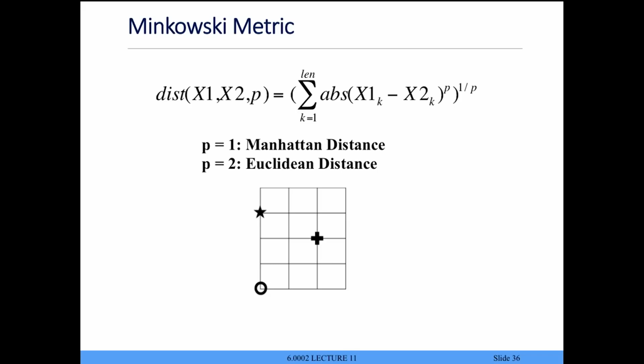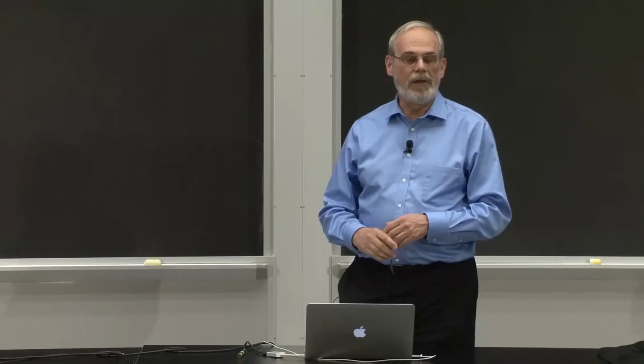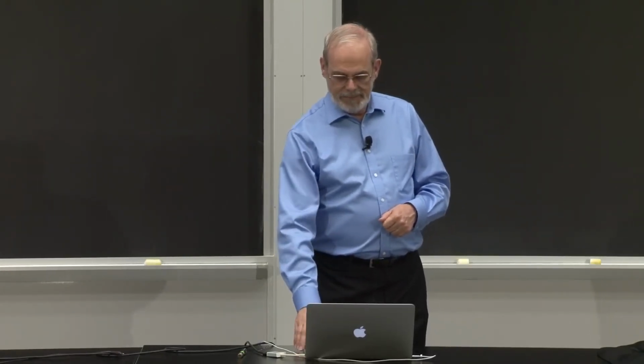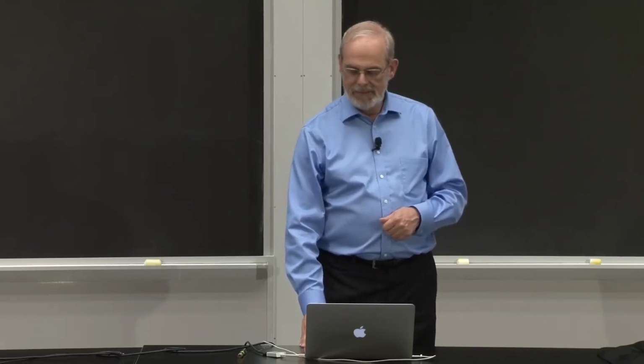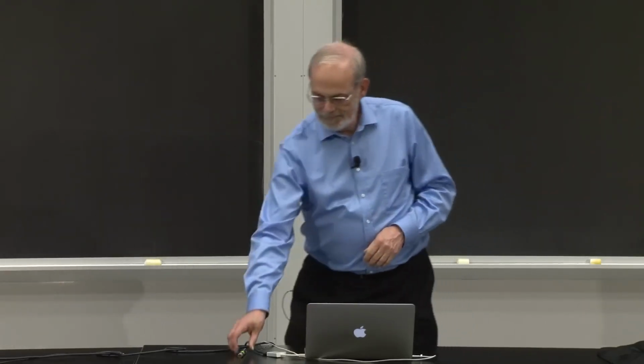If p is equal to 1, I just measure the absolute distance between each component, add them up, and that's my distance. It's called the Manhattan metric. The one you've seen more, the one we saw last time, if p is equal to 2, this is Euclidean distance, right? It's the sum of the squares of the differences of the components. Take the square root, because it has certain properties of a distance.